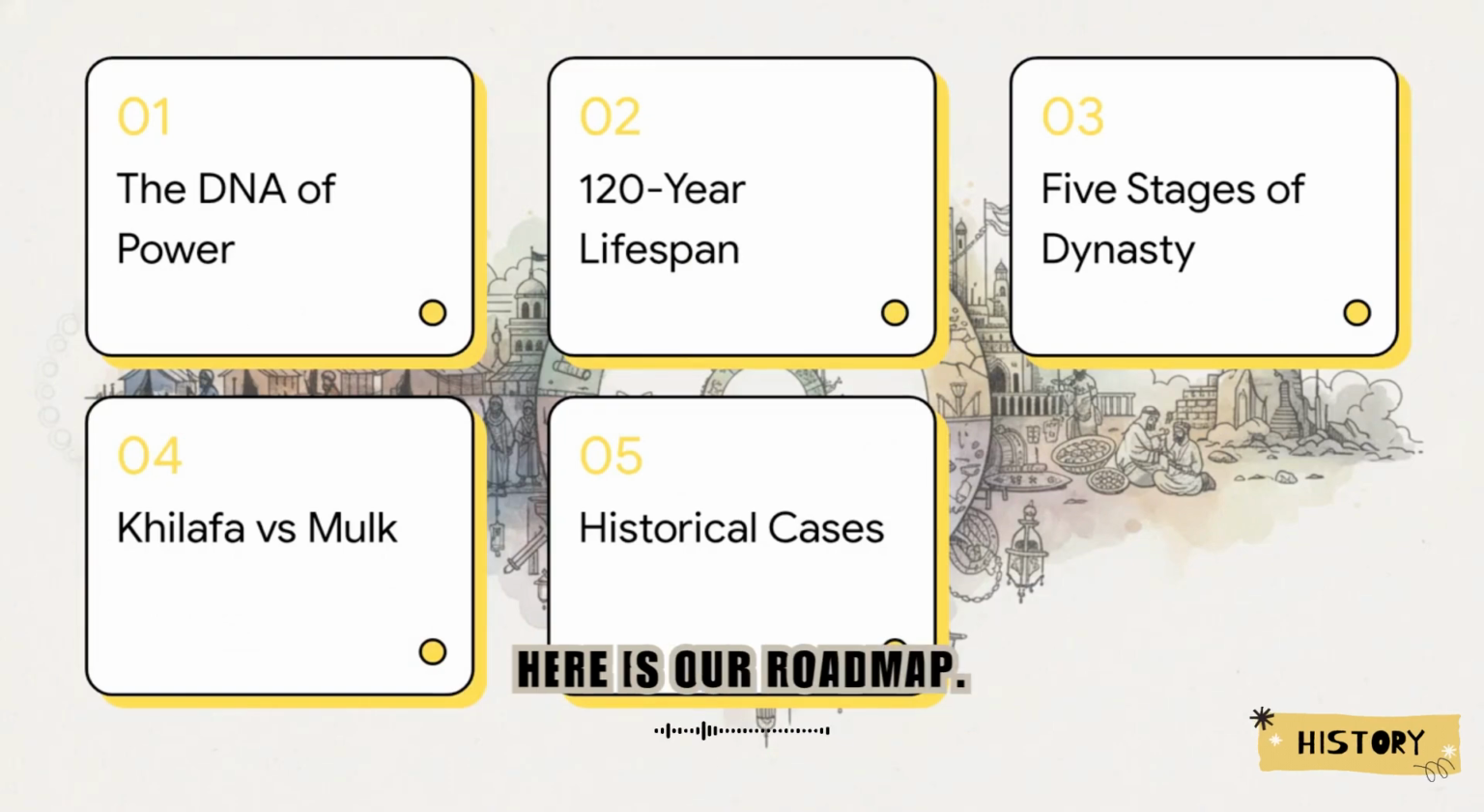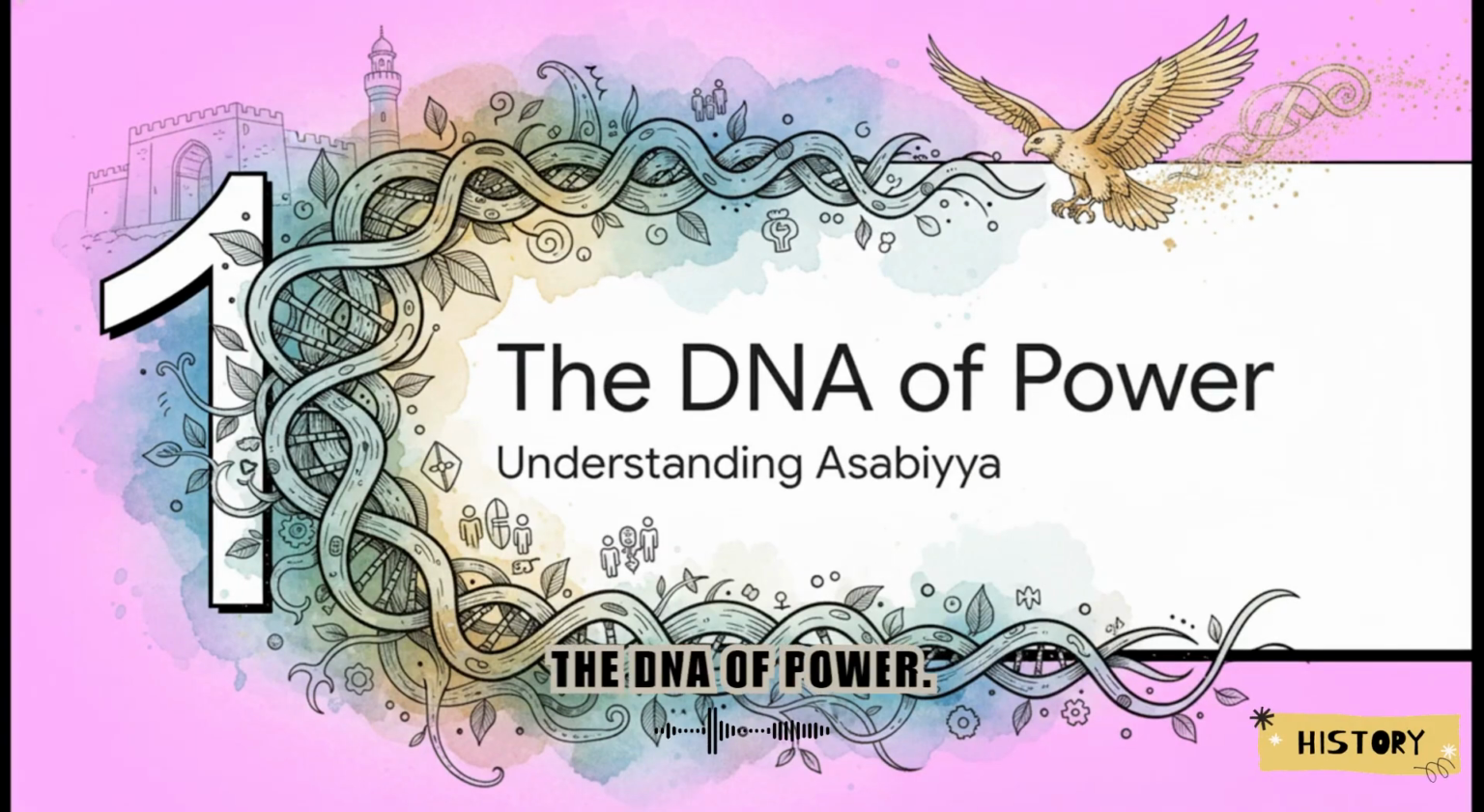Here is our roadmap. Number 1, the DNA of power. 2, the 120-year lifespan. 3, the 5 stages of dynasty. 4, Khilafah versus Mulk. And 5, historical cases in action. Section 1, the DNA of power.